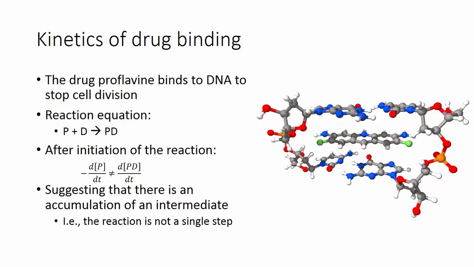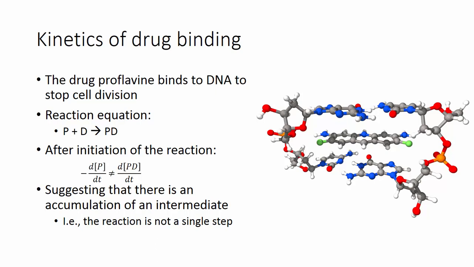And we can also look at not just kinetics of biological and biochemical reactions, but we can look at kinetics of drug binding to a target, to a drug target. So if we look at the drug proflavine binding to DNA to stop cell division, the reaction equation is as follows. We have P plus D yields PD. So proflavine plus DNA yields a proflavine DNA complex.